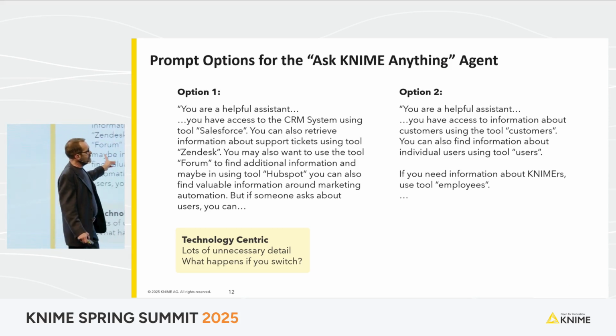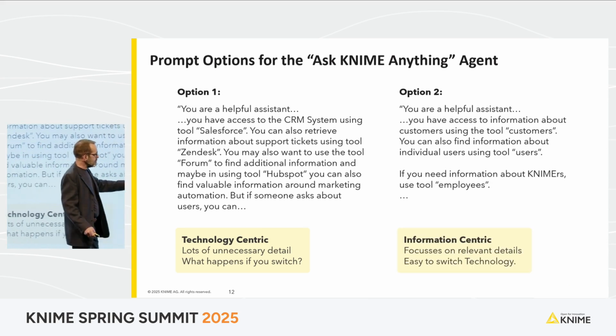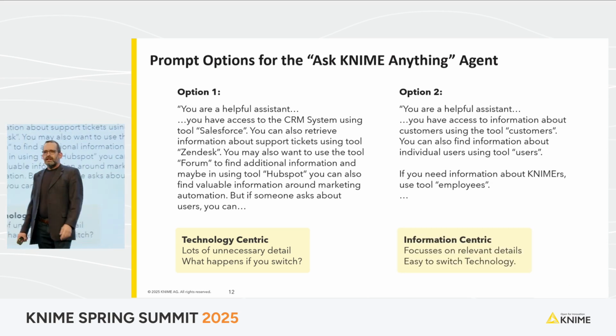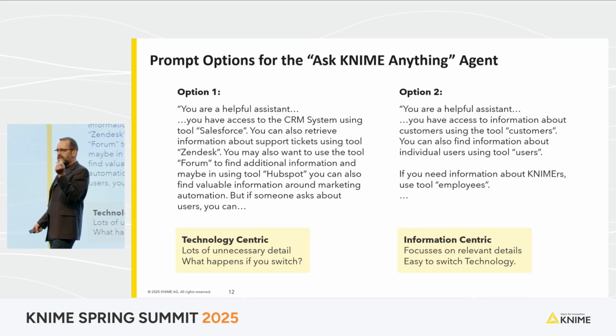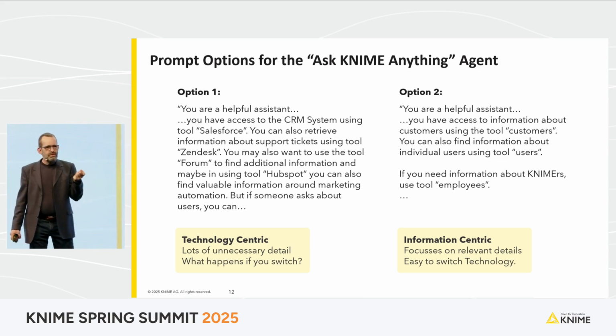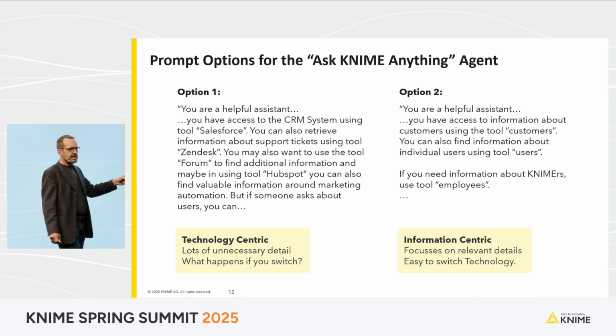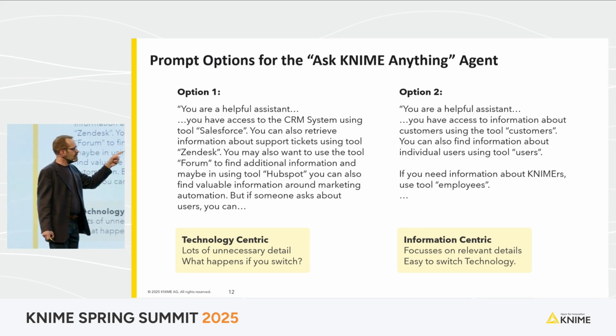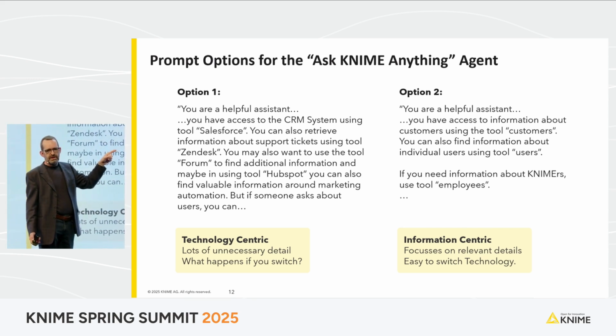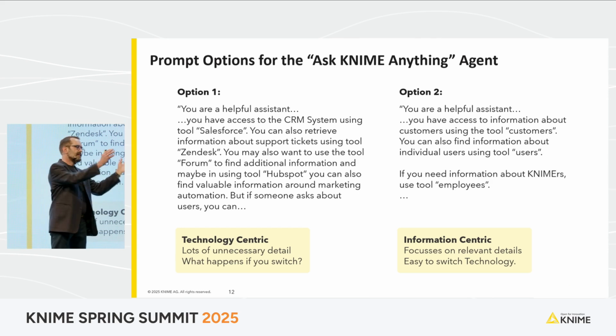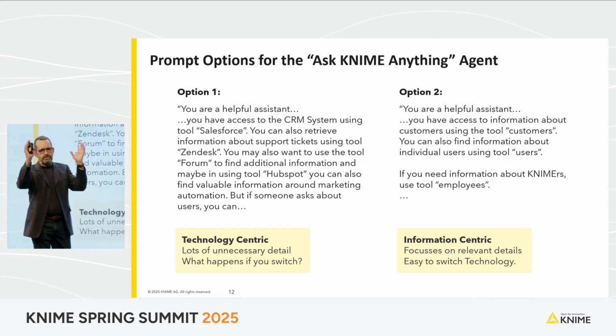Whereas if I'm doing this over here, which is much more information-centric and focuses on the actual relevant details, it's giving me tools that provide the information that I need. It's super easy to switch the technology. I only need to touch my tool that's getting information about customers and say, okay, instead of accessing Salesforce, let's switch over to whatever we're using now.